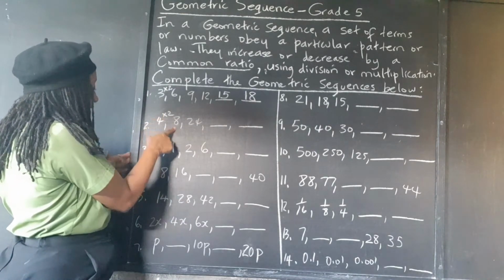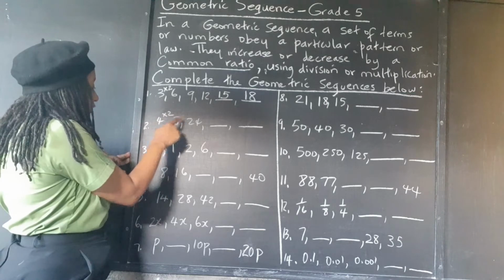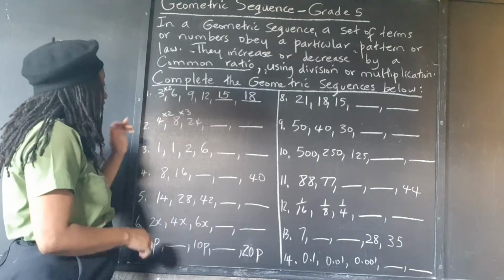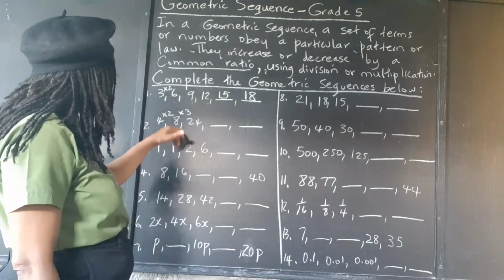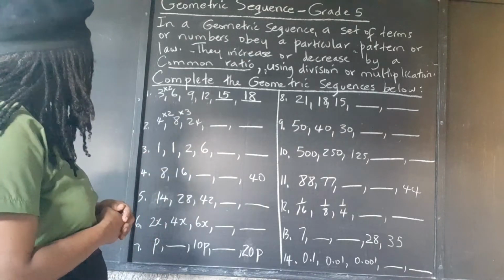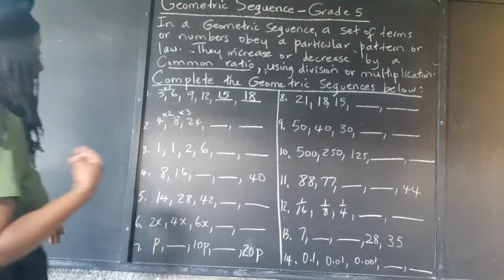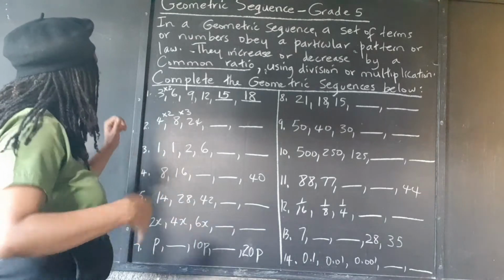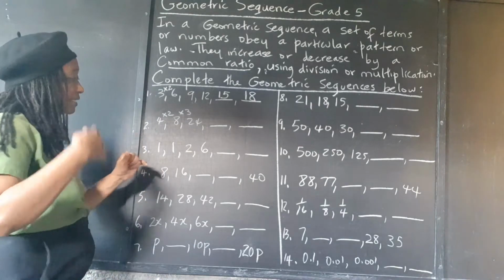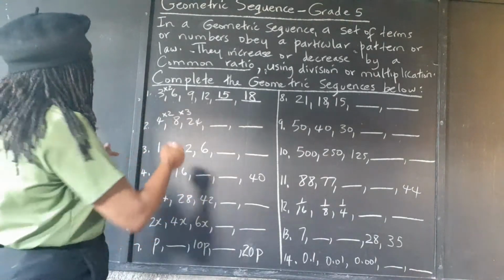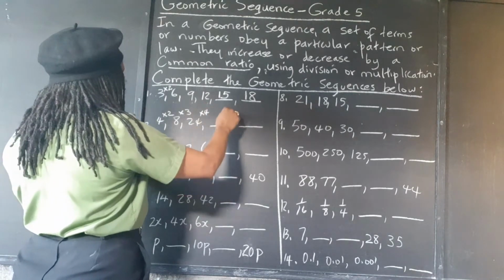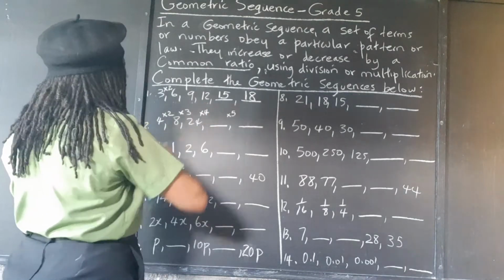So 4 times 2 gives 8. From 8 to 24, we have to multiply by 3. So 4 times 2 is 8, 8 times 3 is 24. So it seems as if the sequence is progressing. For each term, we're going to add 1 to the ratio. So this would be 24 times 4, and then this term will be times 5.